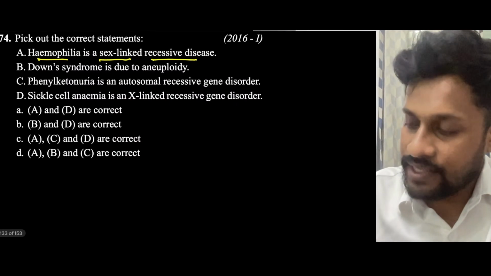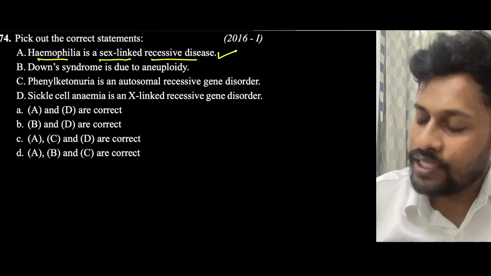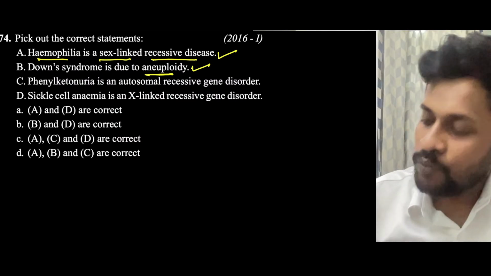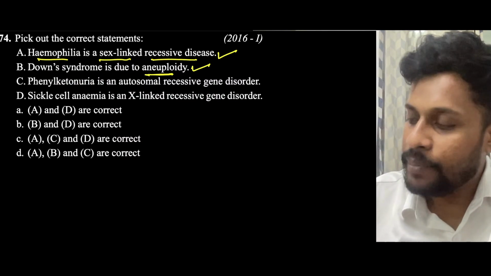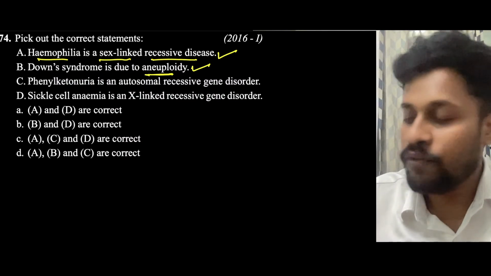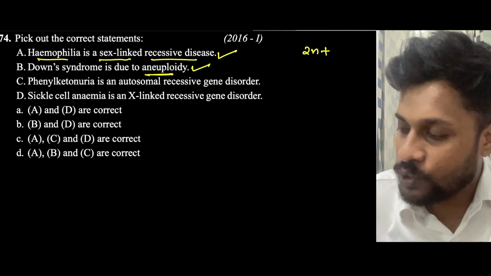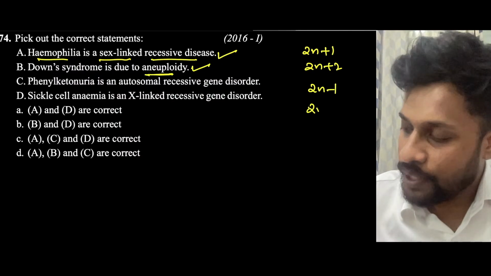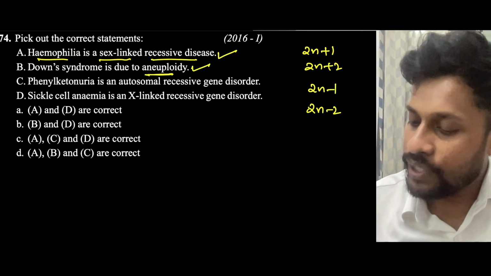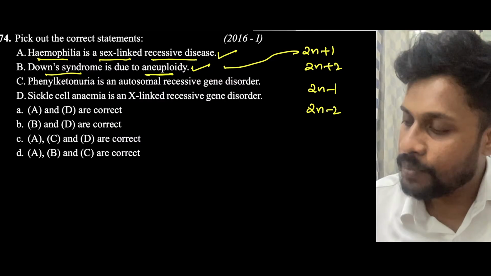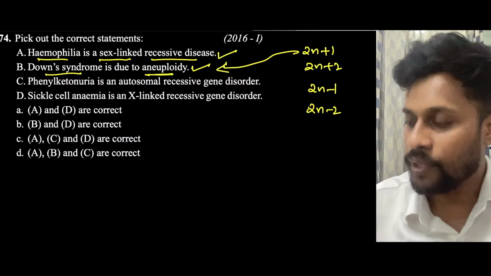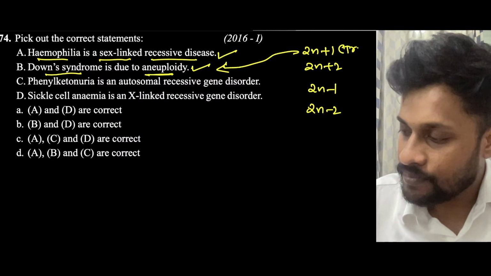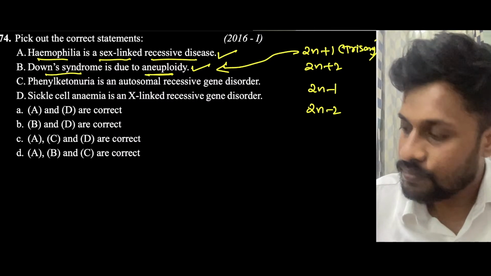Hemophilia, sex-linked recessive disease: true. Down syndrome is due to aneuploidy: true. What is aneuploidy? Aneuploidy means change in a few numbers of chromosomes, like 2n plus 1, 2n plus 2, 2n minus 1, 2n minus 2, right? So in case of Down syndrome, this is nothing but 2n plus 1 or trisomy, right?